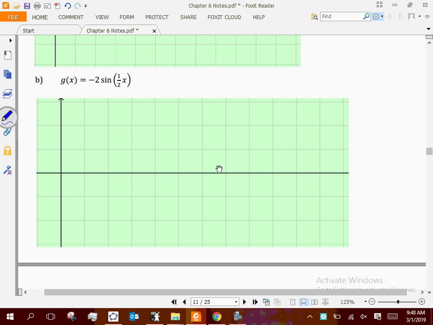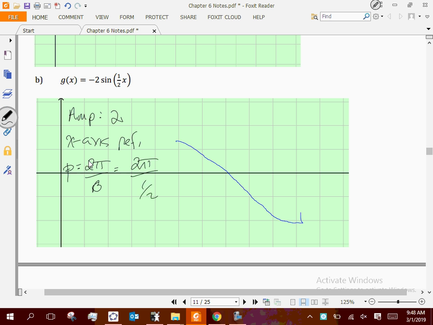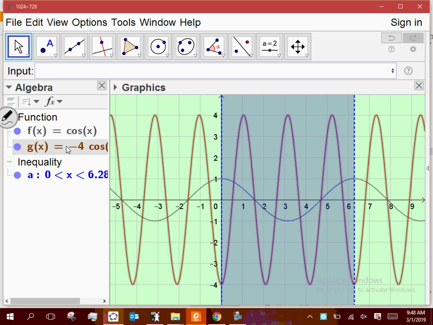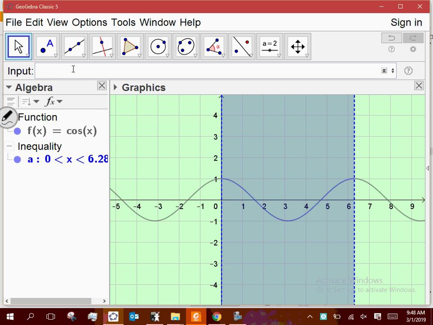Okay, I don't want to graph this one, but I want to come up with the information. What's the amplitude? 2. Any reflections? No. X-axis reflection. Period. 2 pi over 1/2, which becomes 4 pi. So what is that going to effectively do? It's going to pull that thing like a, what was it, negative?